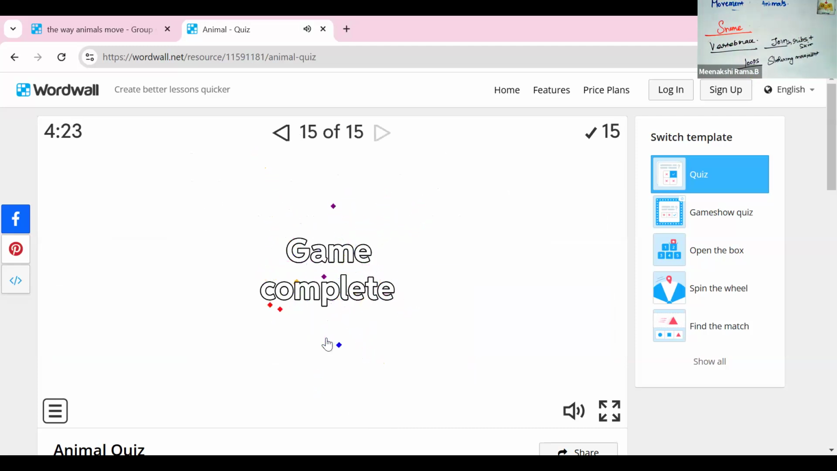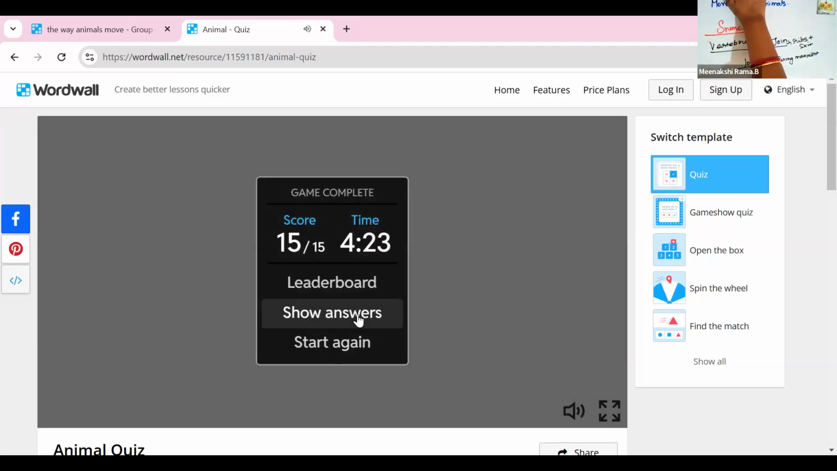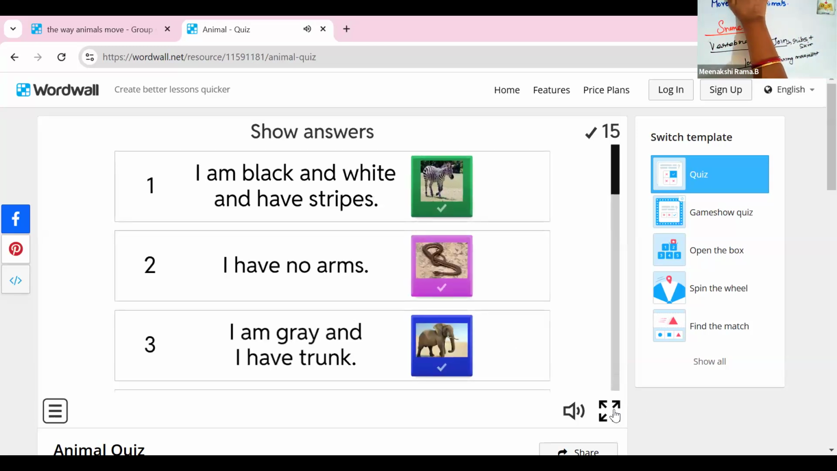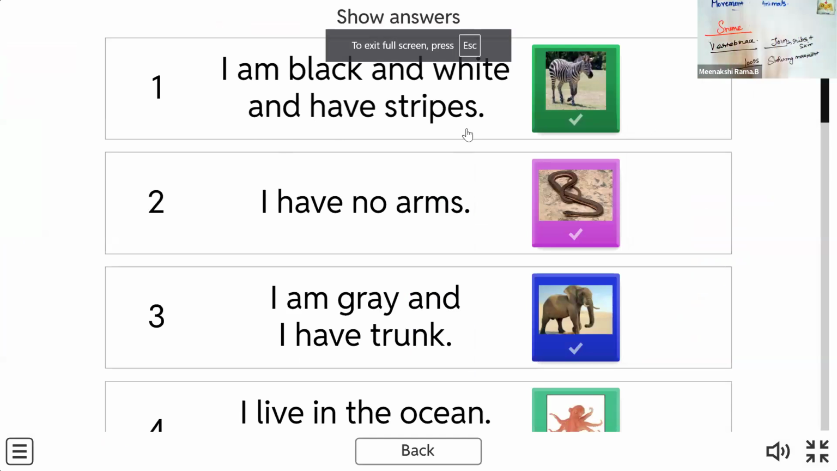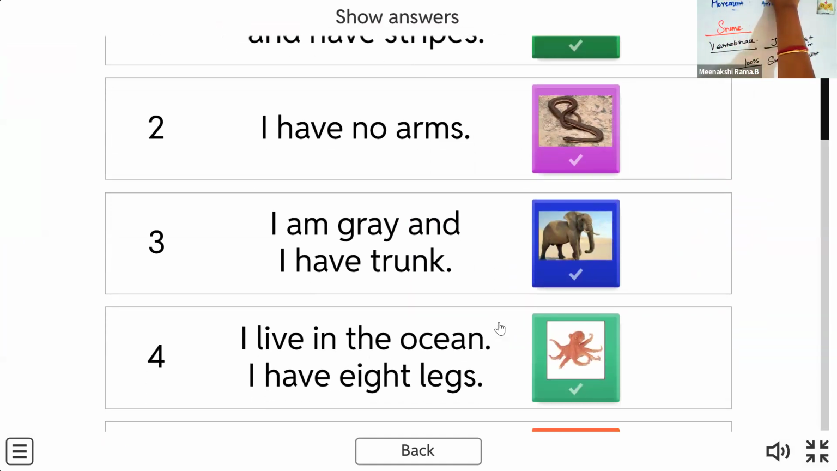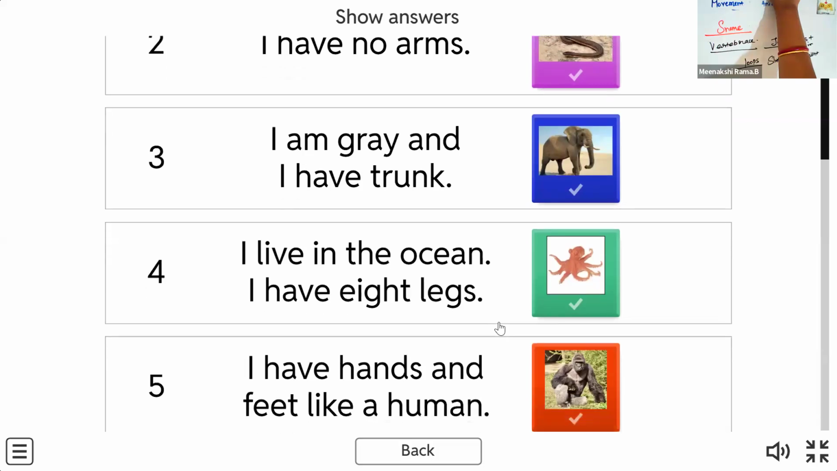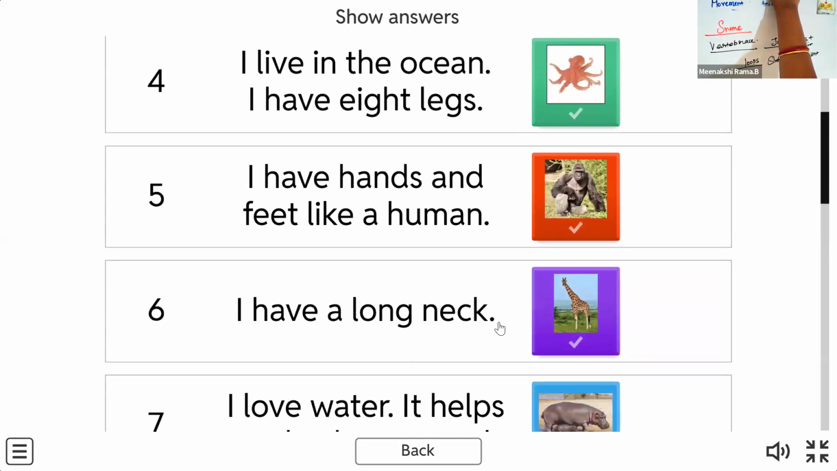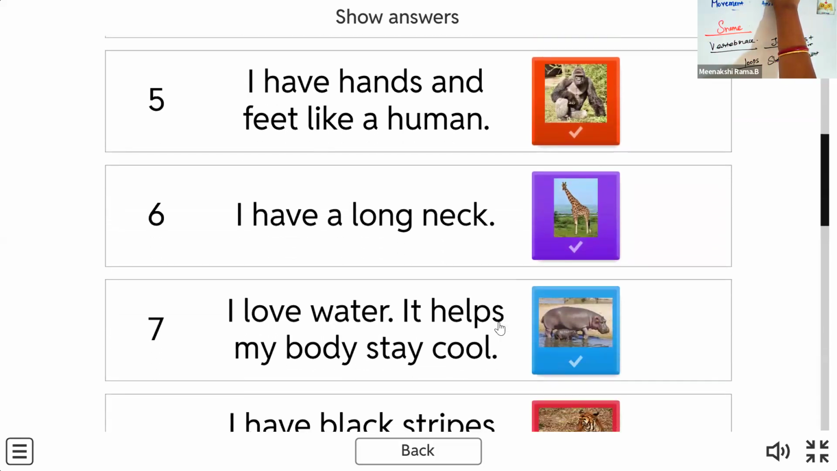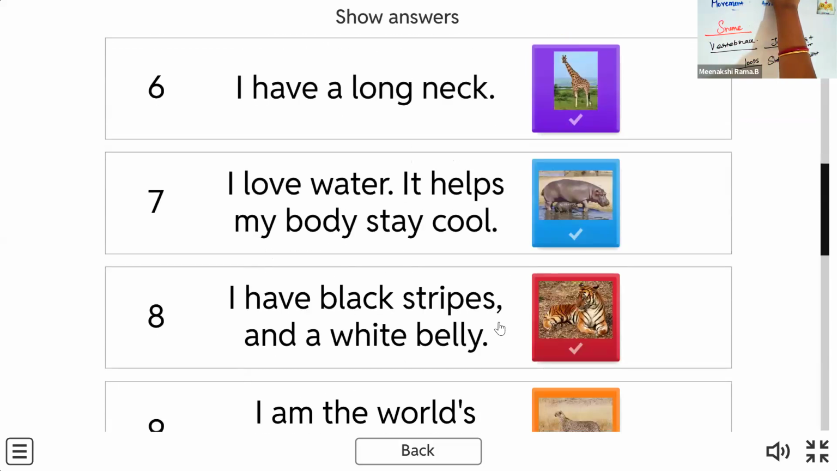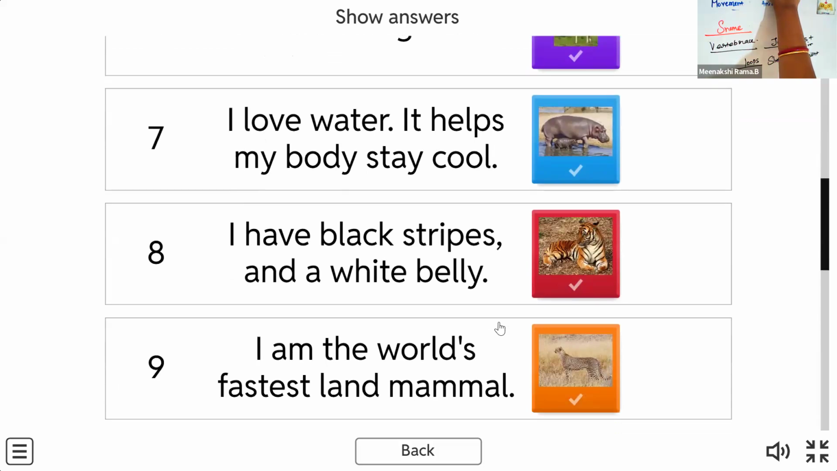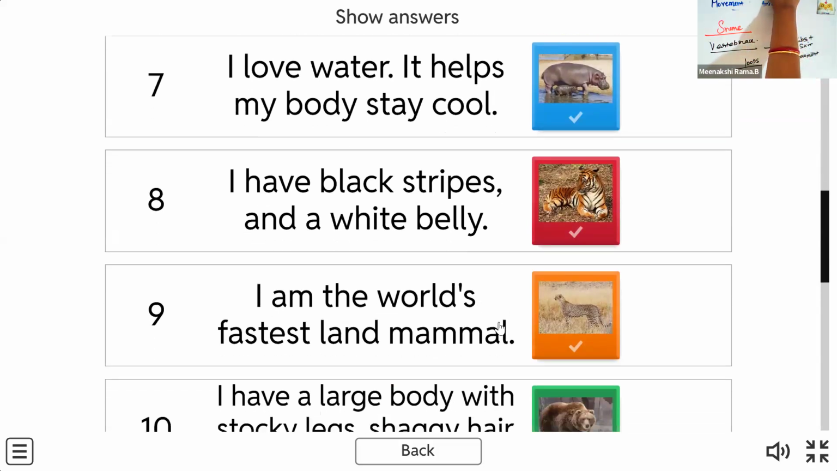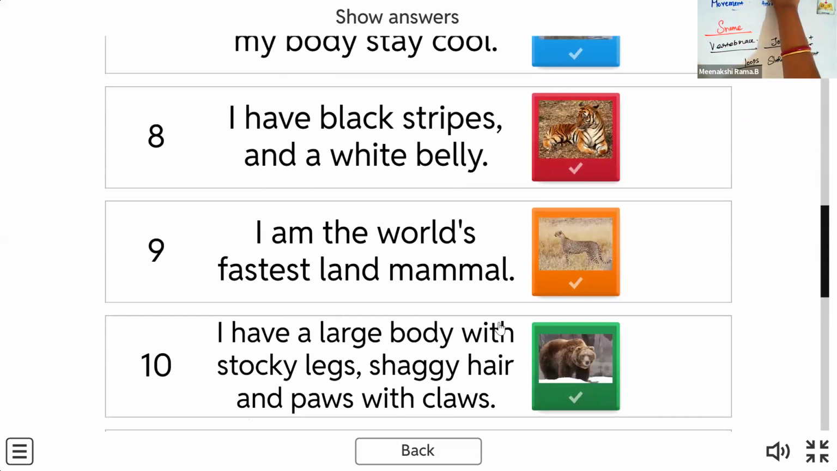Okay, so I am going to show the answers also. I am black and white and have stripes on my body. I have no arms. I am gray and have a trunk. I live in the ocean. I have 8 legs. I have hands and feet like a human. And then I have a long neck, that is giraffe. I love water. It helps my body stay cool. And then I have black stripes and a white belly. Tiger. I am the world's fastest land mammal. Cheetah. Large body with stocky legs.